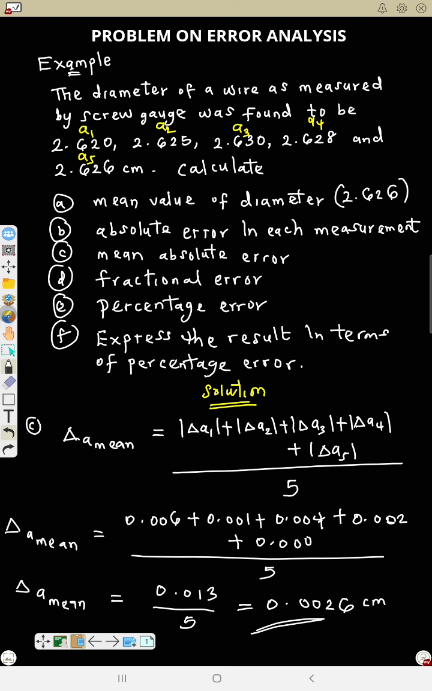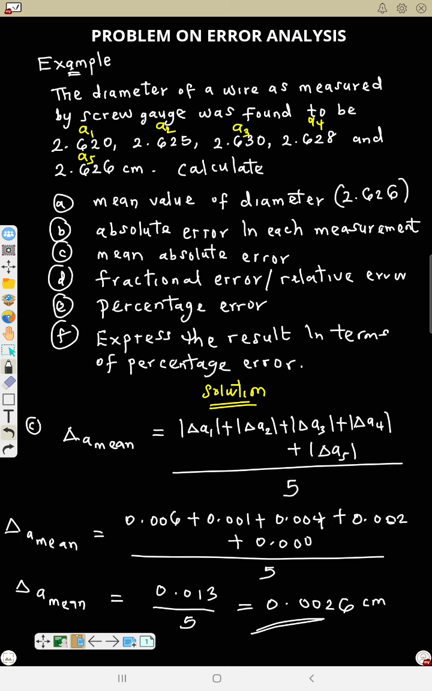Now the D part, fractional error. We define fractional error as, we check our previous video, fractional error or relative error. It's either you say fractional error or relative error, it is the same. We say it is the ratio of mean absolute error to the mean value of the quantity measured. So that is our fractional error.